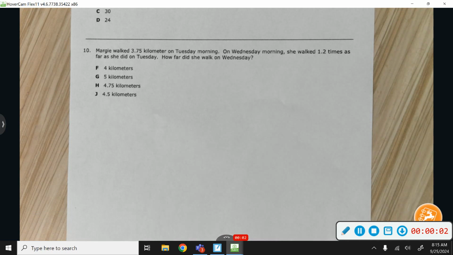Okay, let's look at two quick word problems dealing with multiplying decimals. It says Margie walked 3.75 kilometers on Tuesday morning. On Wednesday morning, she walked 1.2 times as far as she did on Tuesday. How far did she walk on Wednesday?